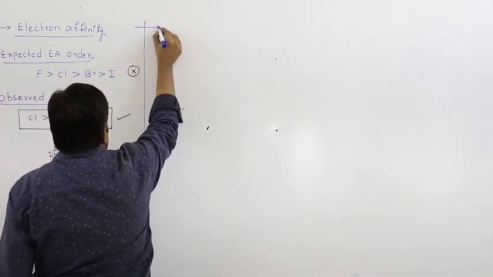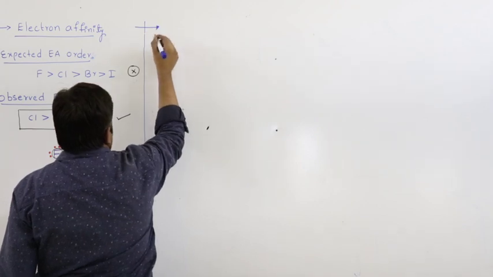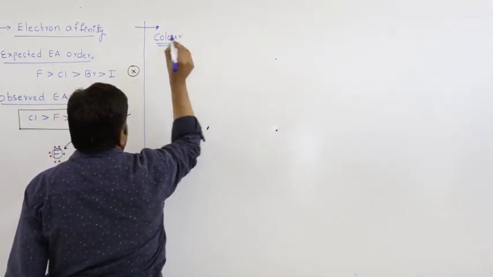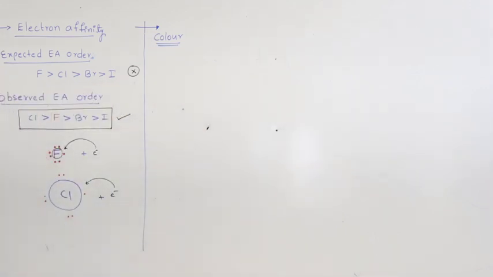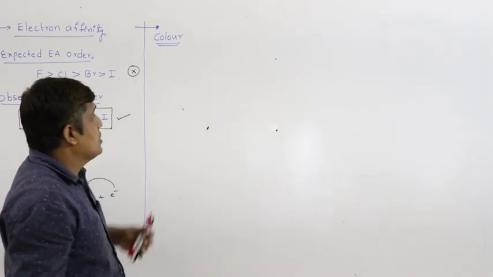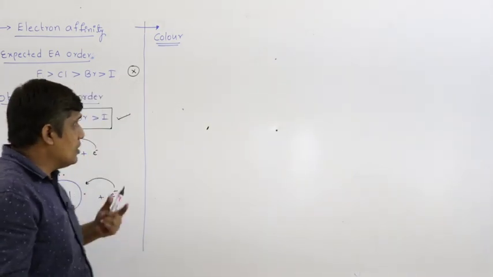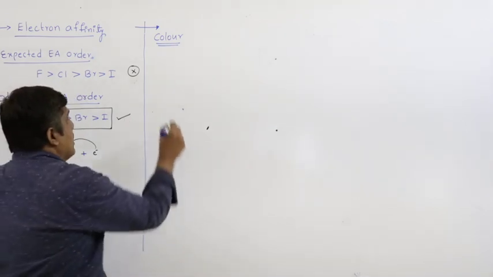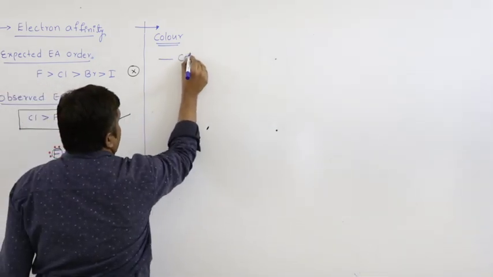Next, color. The next property is color, right? Now, first point, do they possess color? Yes, halogens, all halogens are colored.